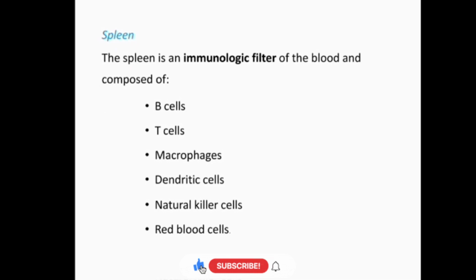And the spleen is an immunologic filter of the blood and is composed of B cells, T cells. I already told you the spleen is an immunologic filter of the blood. It acts against the antigen present in the blood. The spleen is composed of B cells, T cells, macrophages, dendritic cells, natural killer cells and red blood cells.